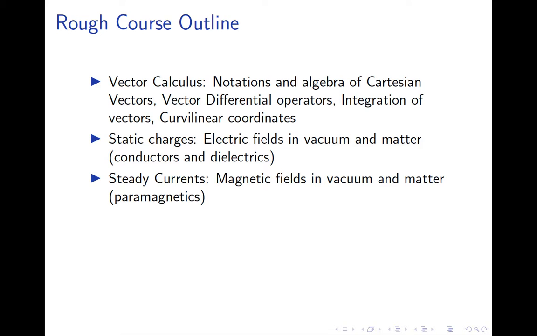As I said, steady currents are produced by charges which are moving with, well, there's nothing as uniform velocity, but the overall average velocity is uniform. And they will produce magnetic fields which do not have a time dependence. So constant, not constant in space, but constant in time. They don't evolve in time. So they will create magnetic fields. And just like electrostatics, we will look at magnetic fields which are created by steady currents in vacuum and in matter.